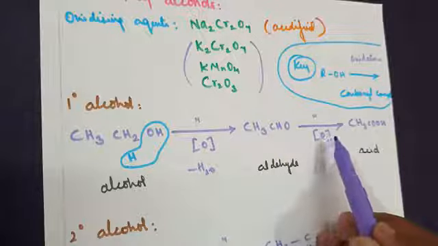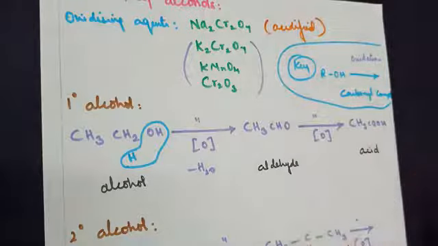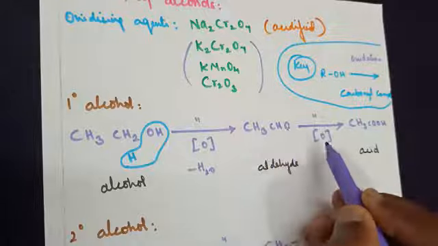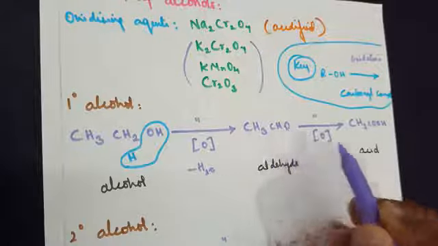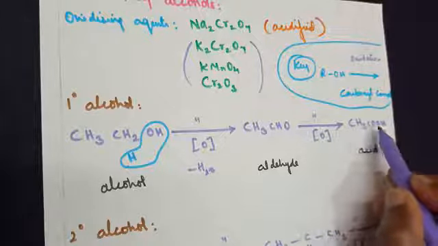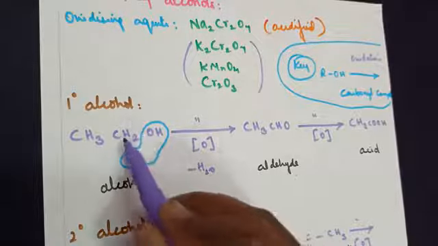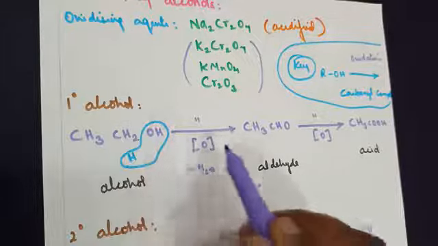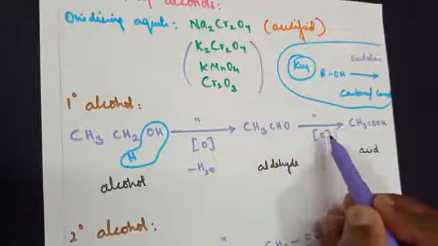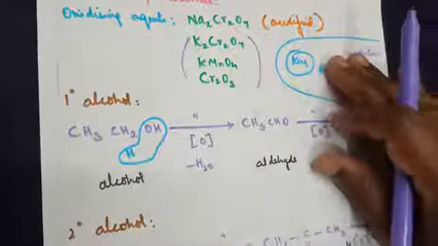Further, when you subject it to oxidation, oxidation is nothing but addition of oxygen. Already you have CH3CHO, and one more O comes in. As a result, we get acetic acid, that is CH3COOH. So the clue here for you: primary alcohol on oxidation gives you aldehyde. Aldehyde on further oxidation gives you acid. This is in the case of primary alcohol.